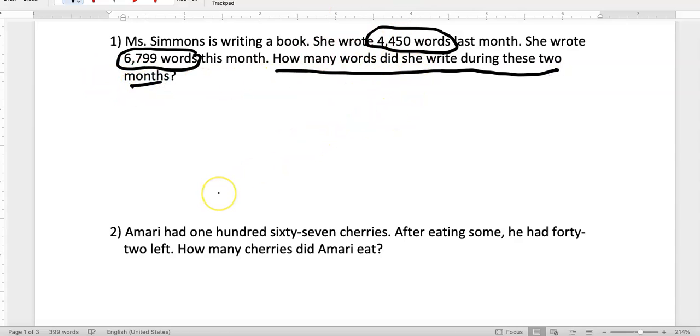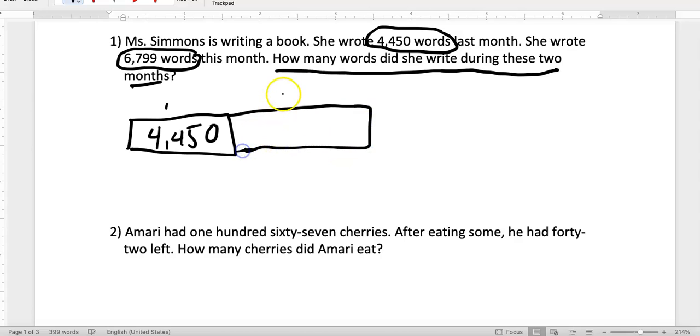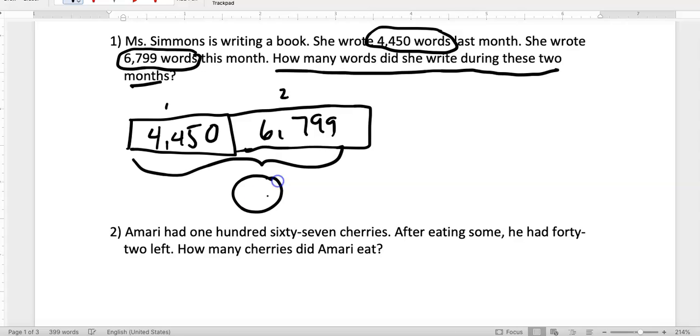When I think about finding a total, I think about addition and multiplication. There are no equal groups here. There's nothing of that nature, so I don't need to multiply. This is a simple addition problem. So visually, if I wanted to think about the first month of her writing 4,450 words, and then that second month, her writing 6,799, I can definitely create that bar model and know that I need to come up with my total. What's going to go here? And when you think about your bar models, when you're looking for your total, that is addition.